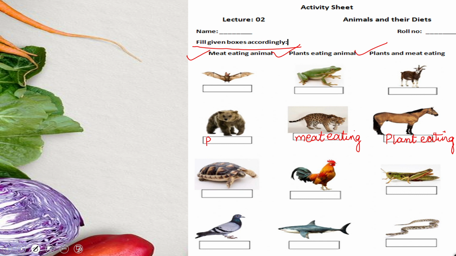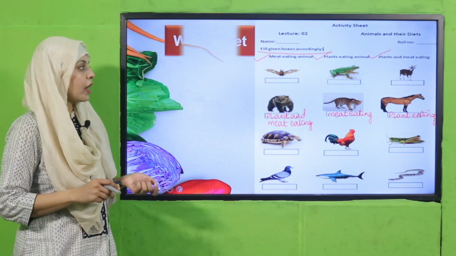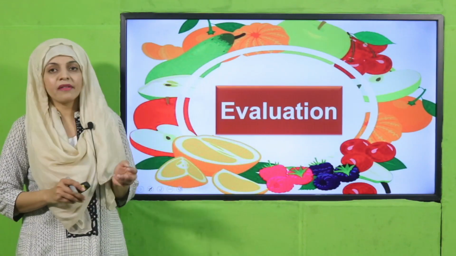So you will write plant and meat eating. So this is how you will complete this worksheet. So pause the video and complete the rest of the boxes. I hope you have done it. Now submit this worksheet to your teacher and we will move forward towards the evaluation.